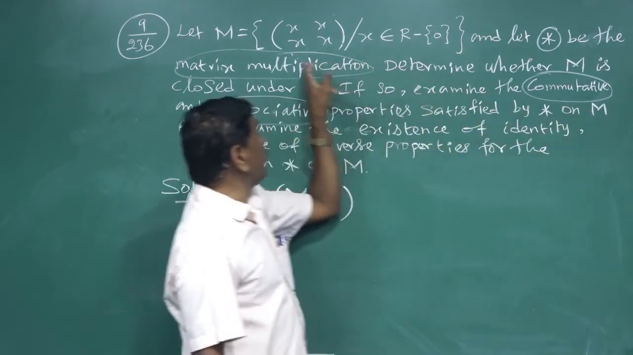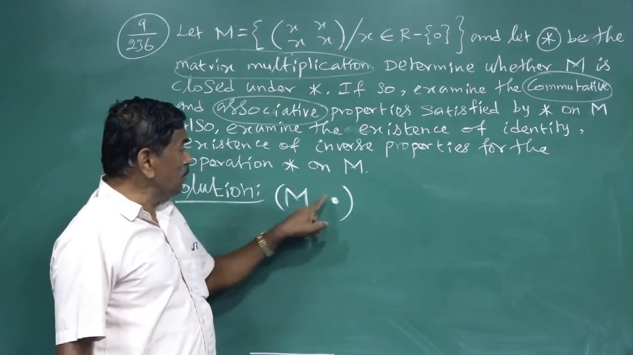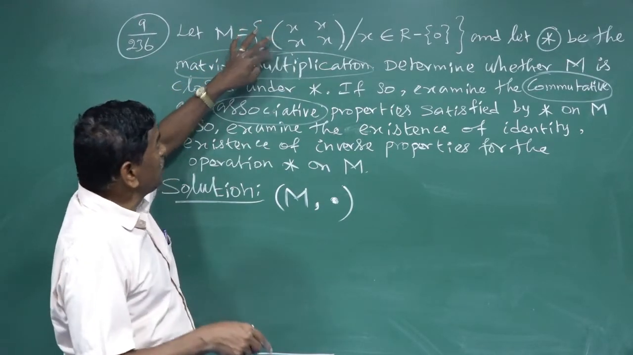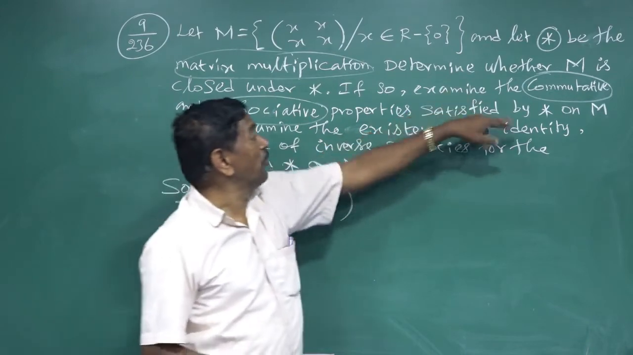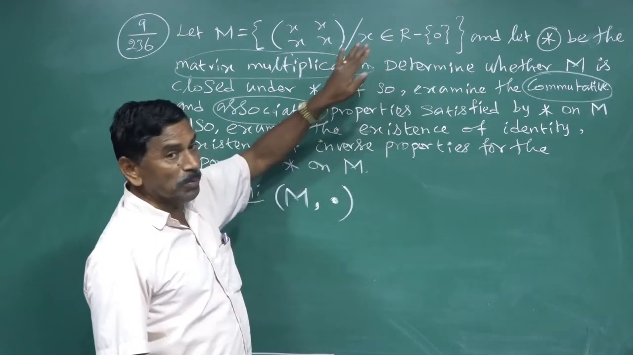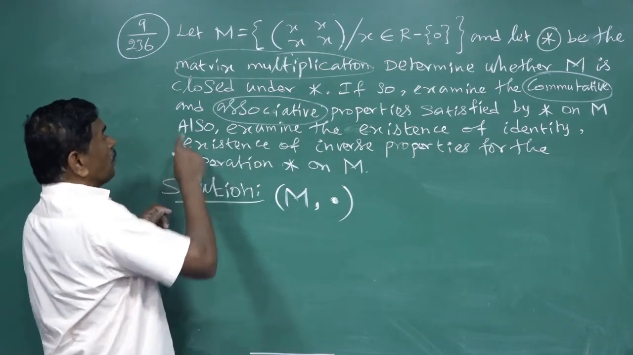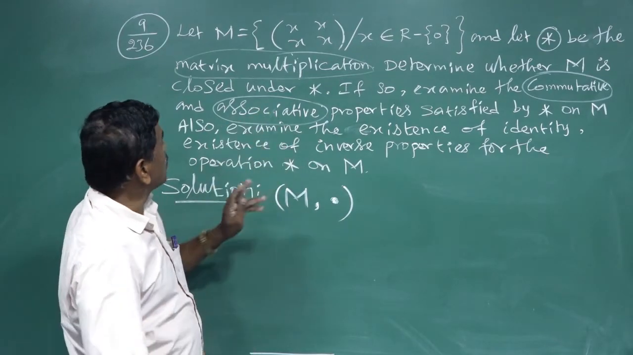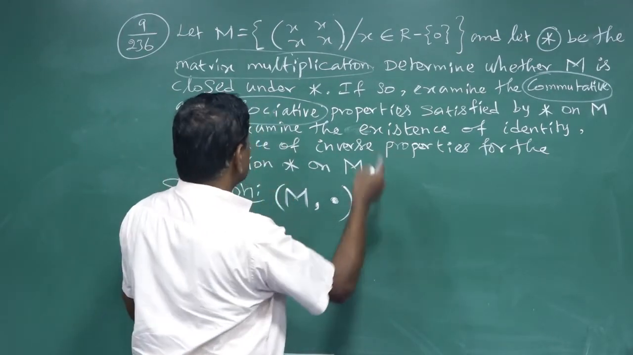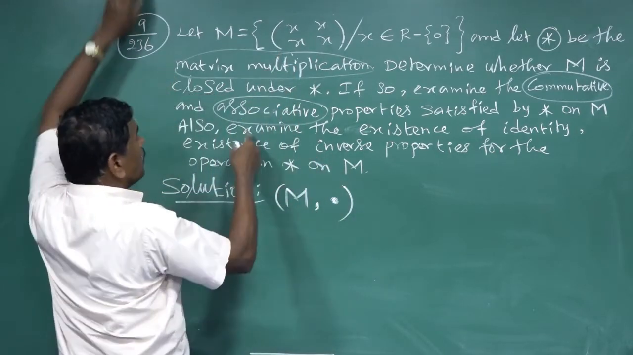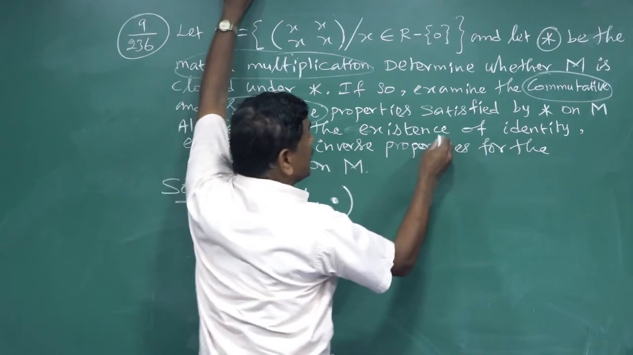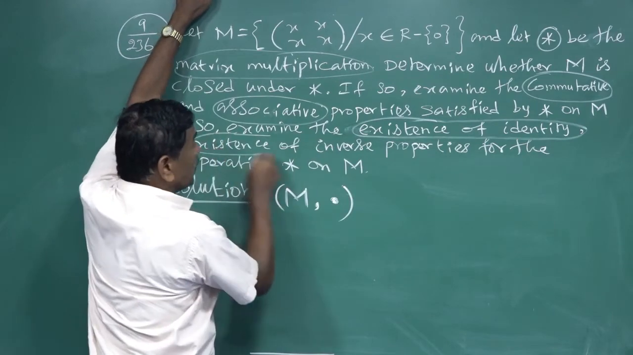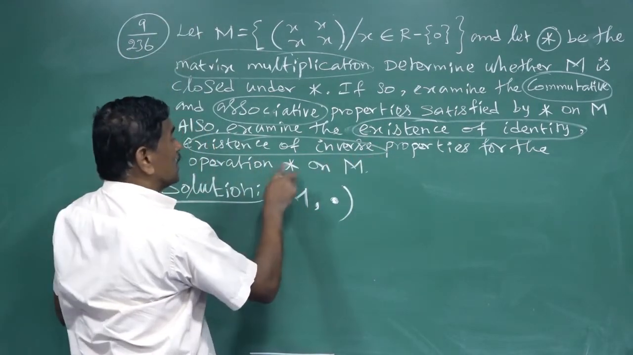Where star is equal to matrix multiplication. Don't forget, M is a set and matrix multiplication is the operation. So if matrix multiplication is closed, then we want to find the commutative axiom and the associative axiom. That is one part. In the book, commutative and associative properties are one part. The next part of the same question is to also examine the existence of identity and the existence of inverse for the operation star on M.